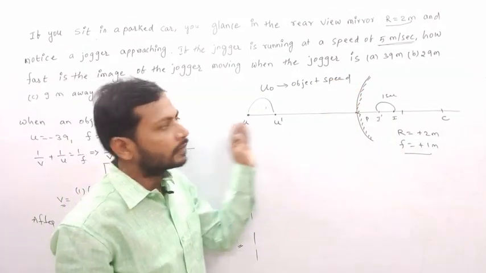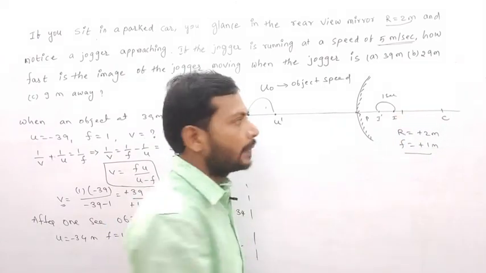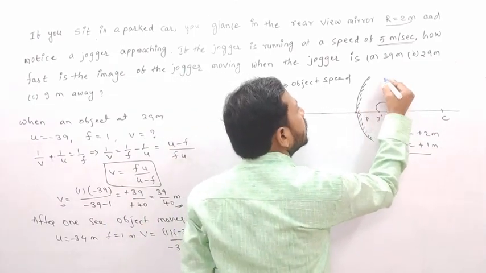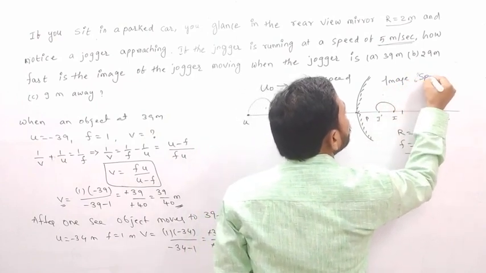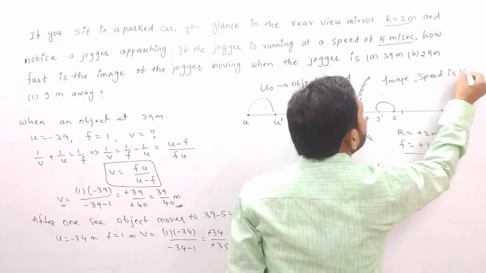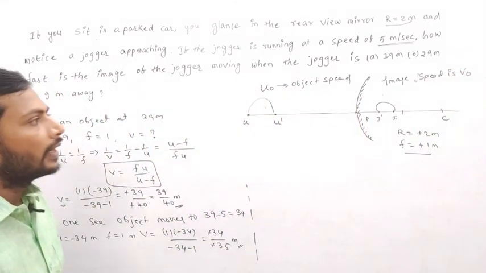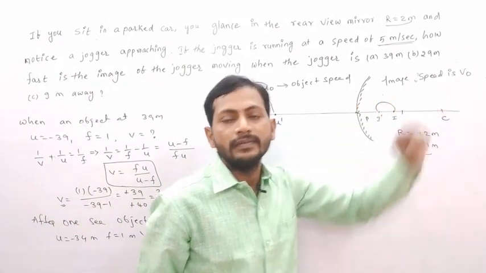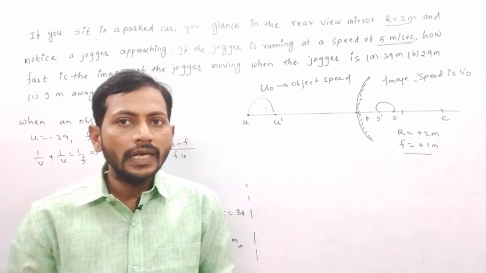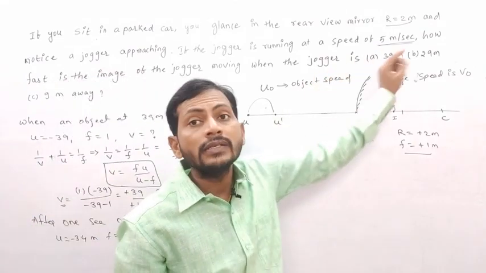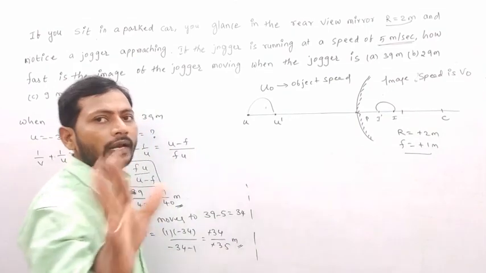When an object is moving with some speed, automatically the image is also going to move with some speed. Then I am going to say the image speed is v naught. Once you observe the question, we have to find the image speed, which is given. The object speed is given. Here the speed is given per second.